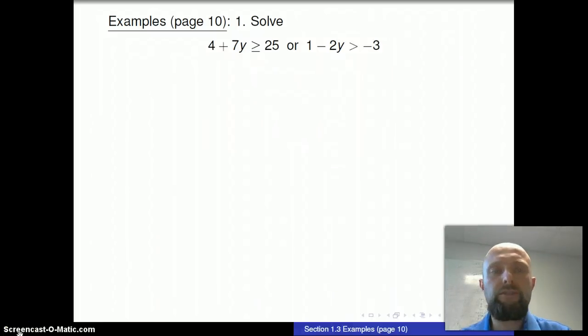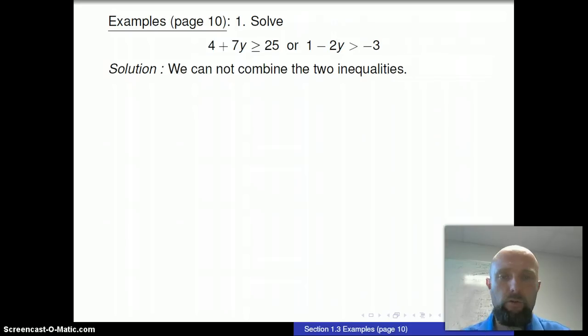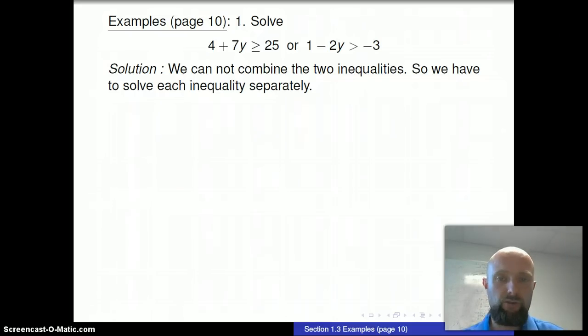So let's solve some examples of compound inequalities from page 10. The first compound inequality is an OR compound, which means we cannot combine the two inequalities. So we have to solve each inequality separately.